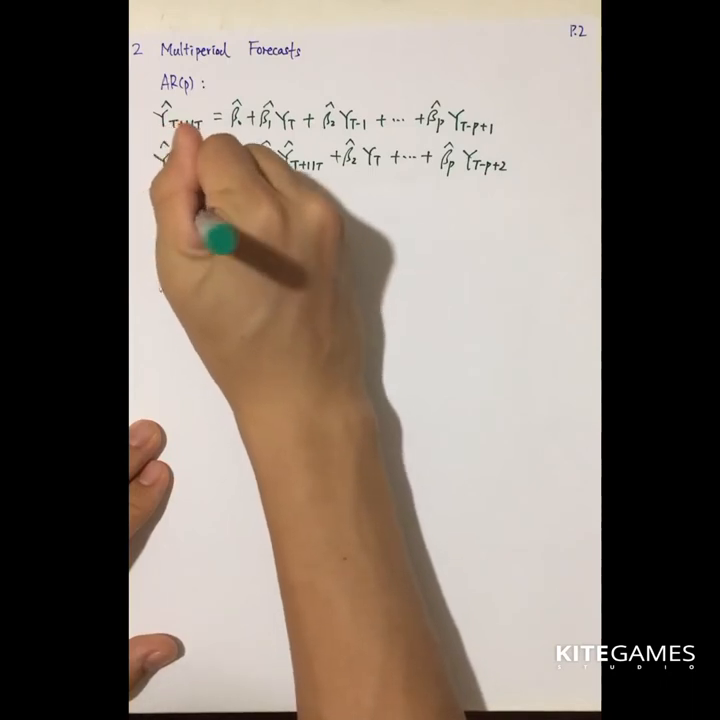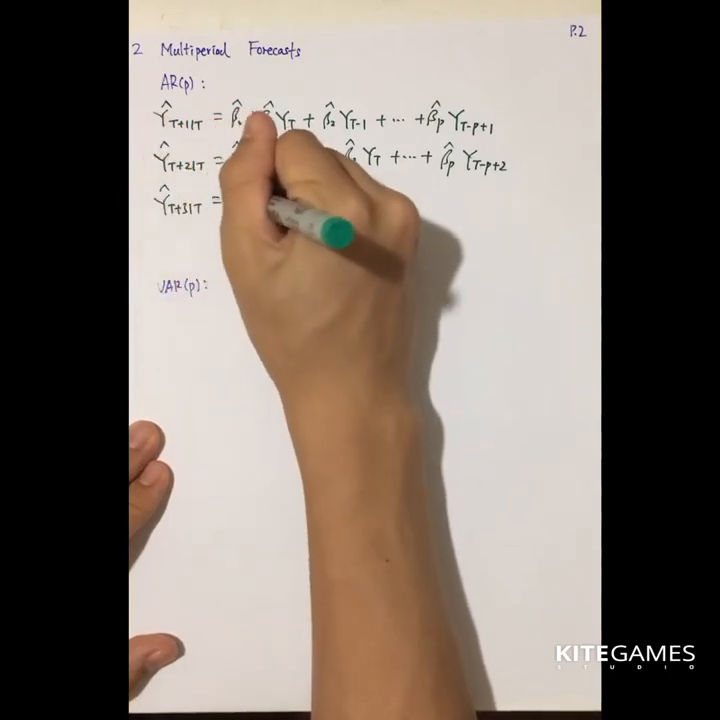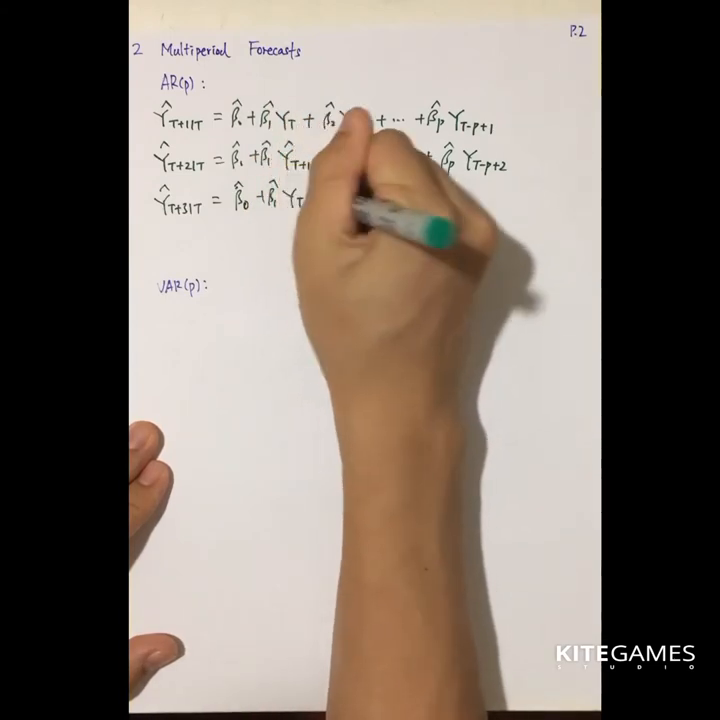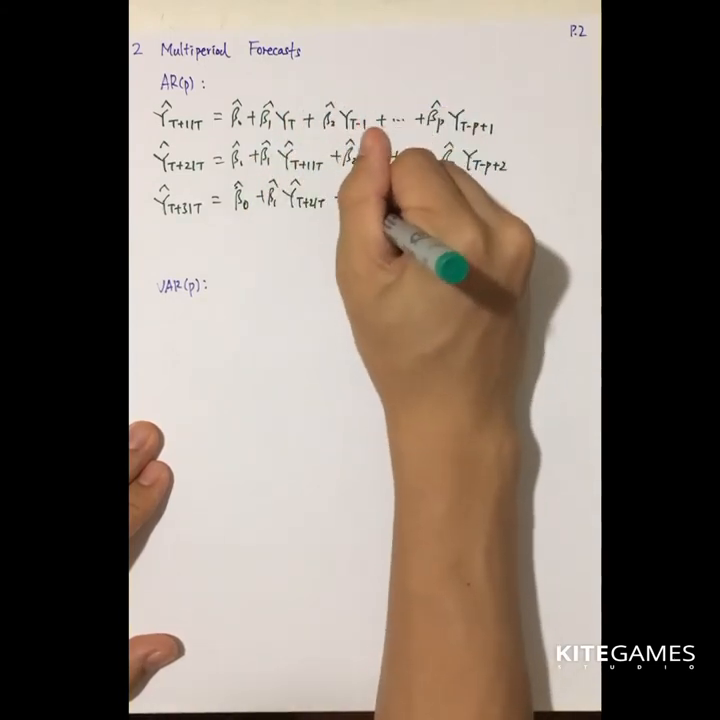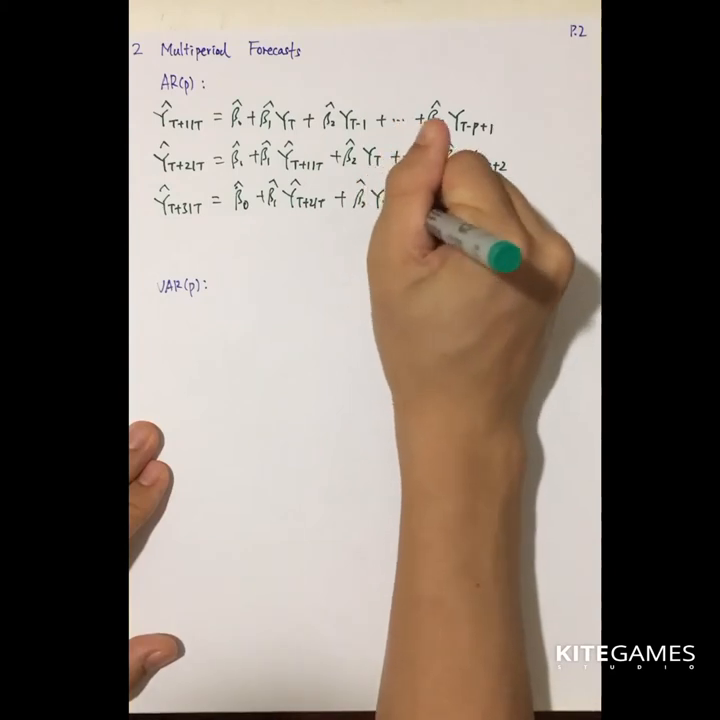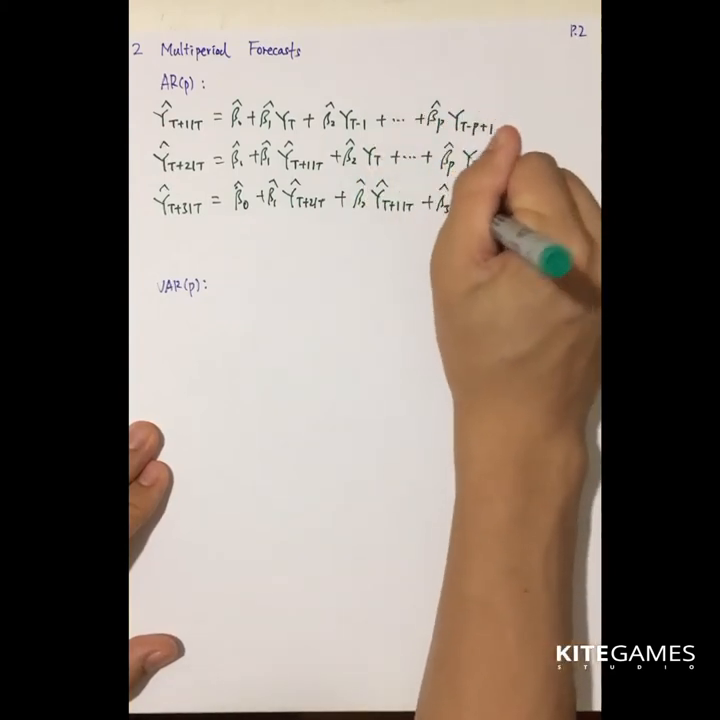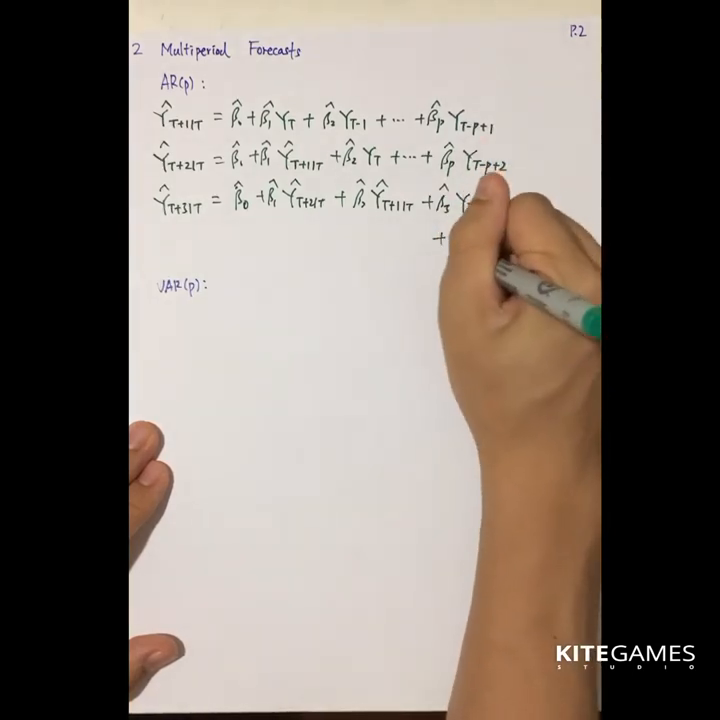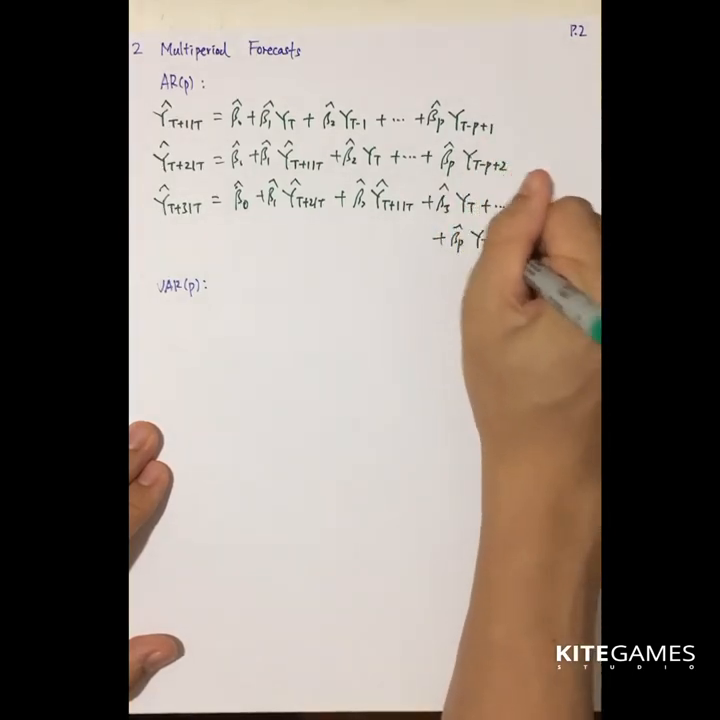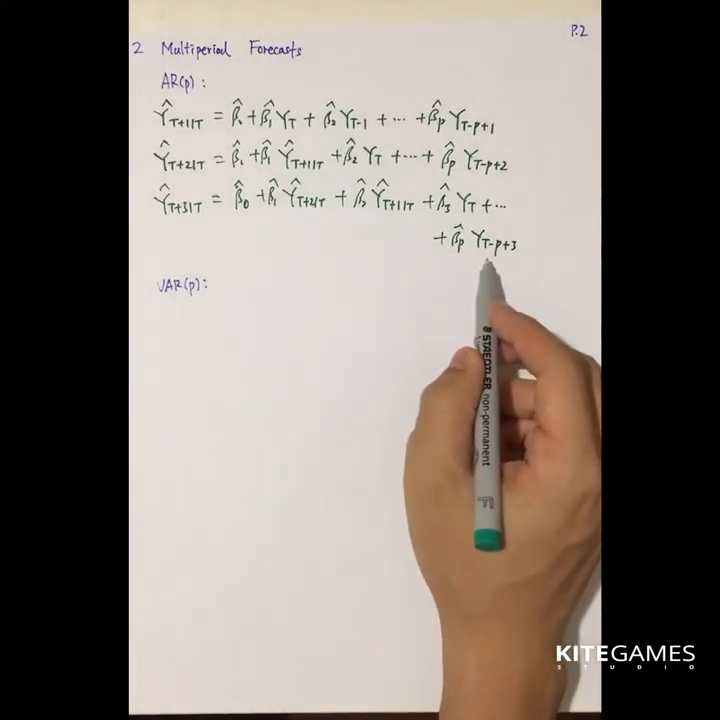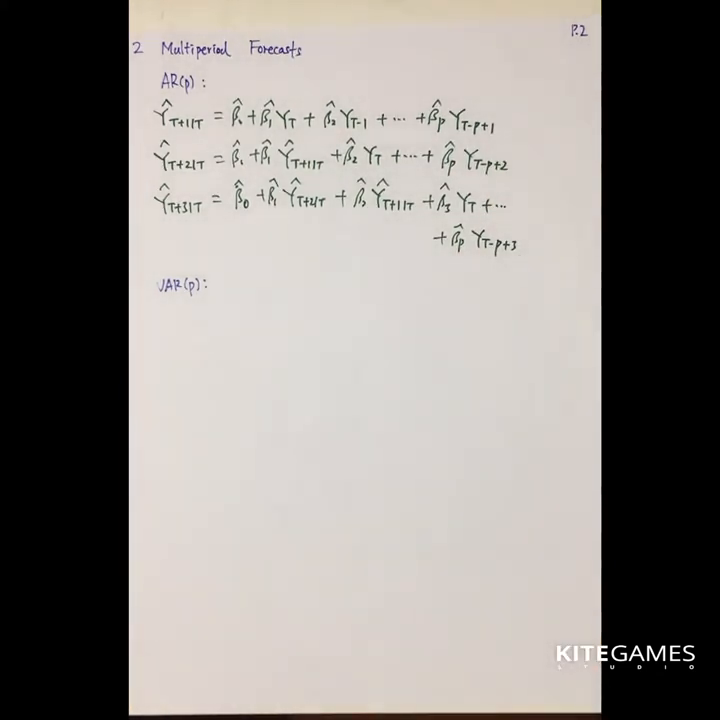Yt plus 3 hat is equal to beta 0 hat plus beta 1 hat yt plus 2 given t hat plus beta 2 hat yt plus 1 given t hat, then plus beta 3 hat yt and up to beta p yt minus p plus 3. So these are the multi-period forecasts.